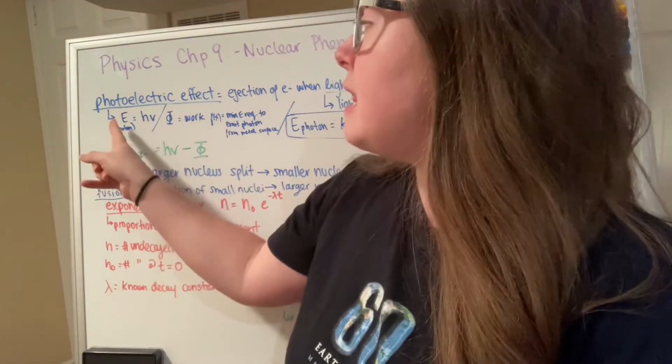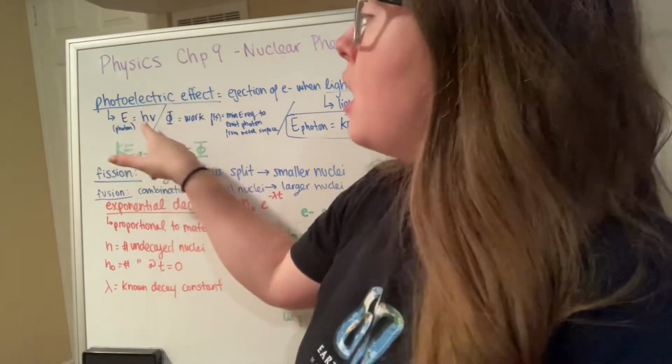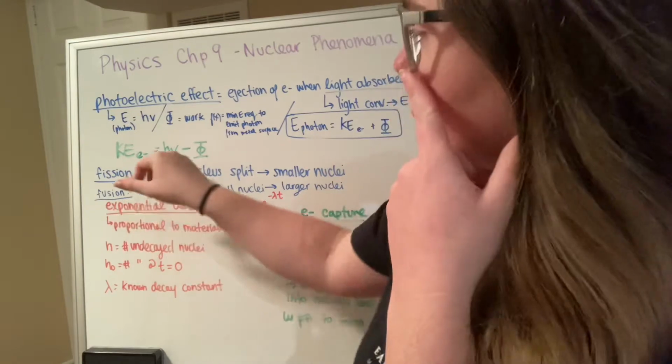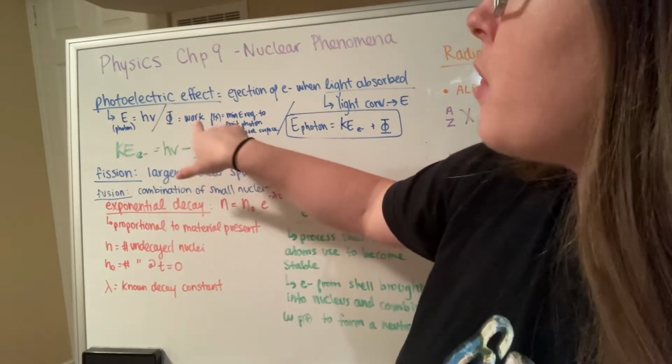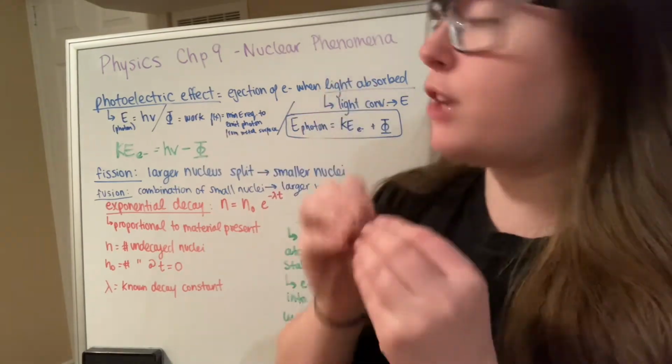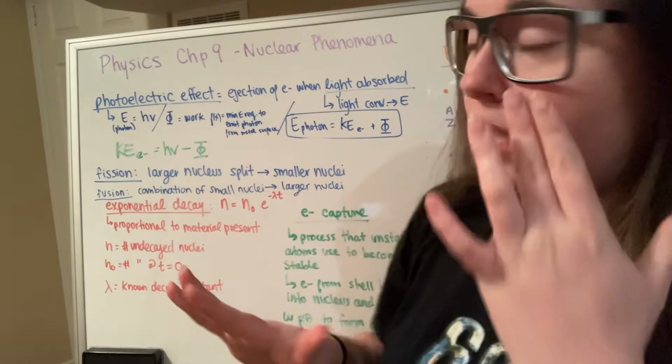First we have the energy of a photon, equals hv. We've seen this equation in a previous video. Then we have this symbol right here, which means the work function. And the work function is the minimum energy required to emit an electron from a metal surface.